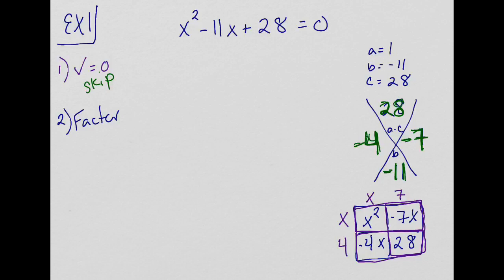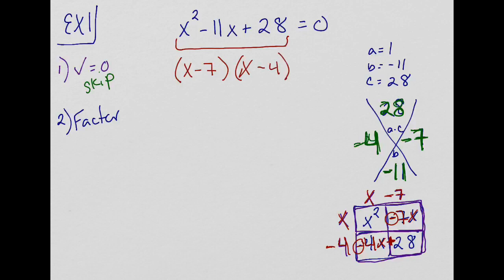But I know I have these signs that are negative. So I have to have negative somewhere, and this multiplies to be a positive. So the only way to make this work is to make both negative. Negative 4 times negative 7 is positive 28. X times negative 7 gives me that negative 7x, and x times negative 4 gives me the negative 4x. So I found my factors of x squared minus 11x plus 28 to be x minus 7 times x minus 4. And they are still all equal to 0. So step 2 is done.